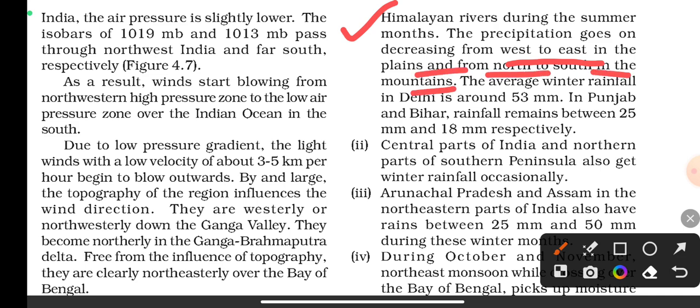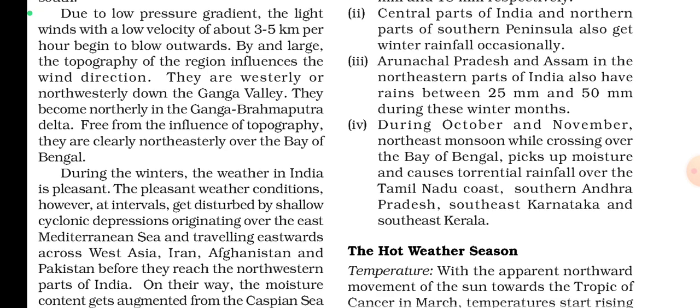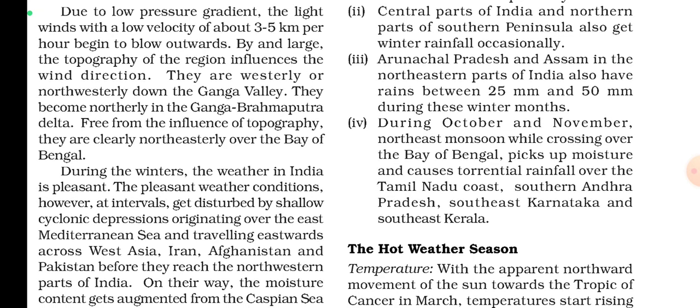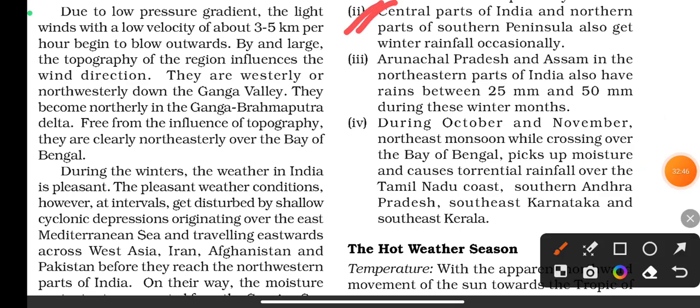The average winter rainfall in Delhi is around 53 mm. In Punjab and Bihar, rainfall remains between 25 mm and 18 mm respectively. Central parts of India and northern parts of the southern peninsula also get winter rainfall occasionally.